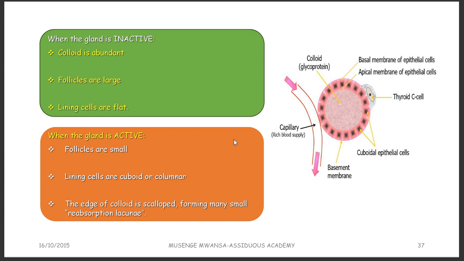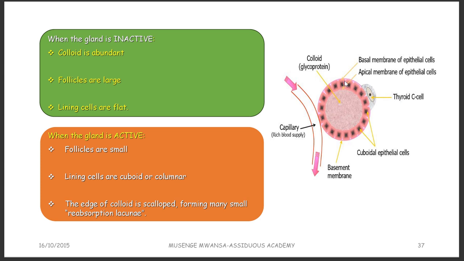The lining cells are flat. The cells which are lining are flat. But when the gland becomes active, the follicles are going to become small. The lining is going to become cuboid or columnar, and then the edge of the colloid is scalloped. It will form many reabsorption lacunae.